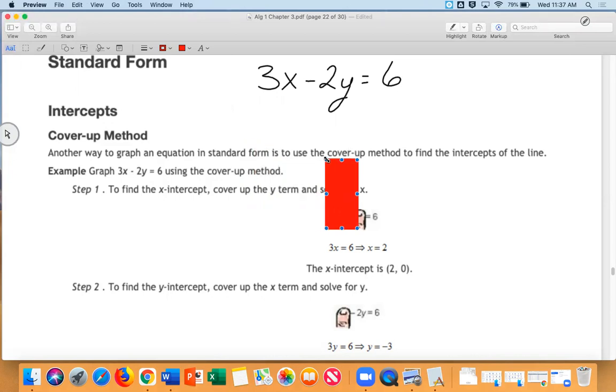And here's what the cover-up method says. It says if I want to find the x-intercept, I'm going to cover up y. So if I cover up y, I have this, 3x equals 6. Do you guys see that? How do I solve that? Divide by 3, and I get x is 2. That is my x-intercept. So I would go to where x is 2 on my x-axis and put a point.